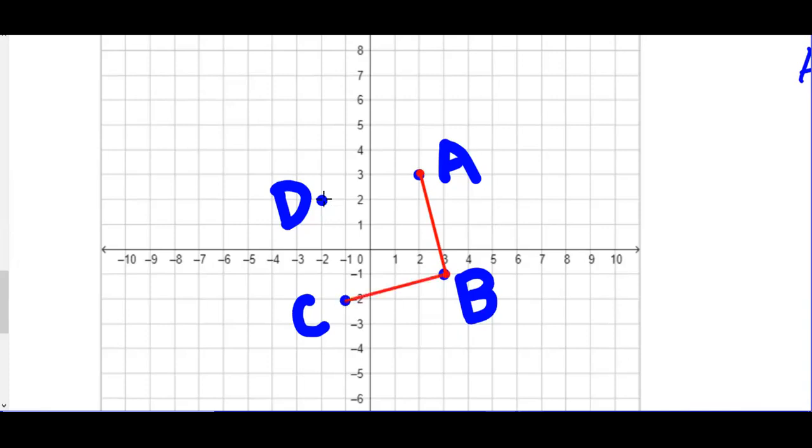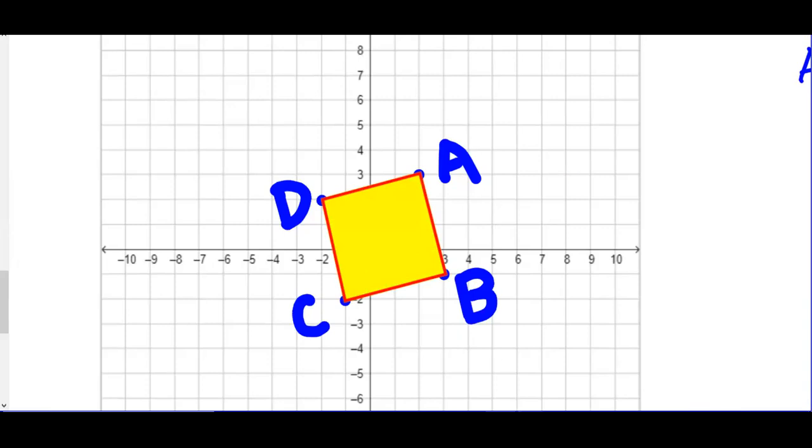Connect C to D, like so, and connect D back to A. Can you see that? That is your square. That is your square. All right.